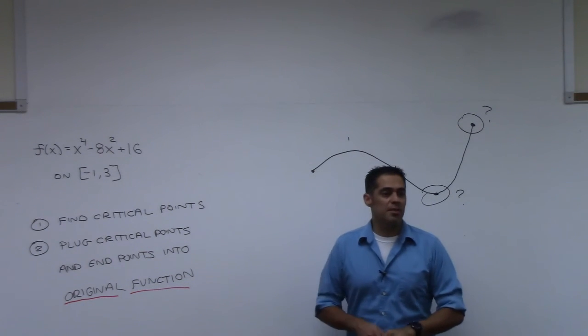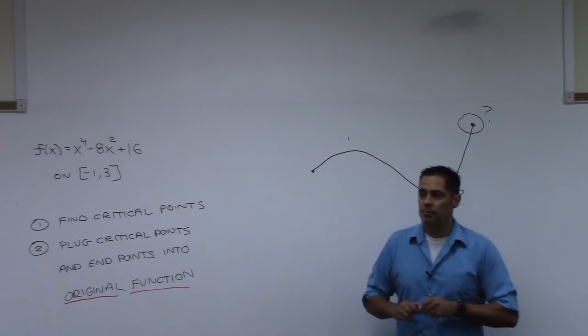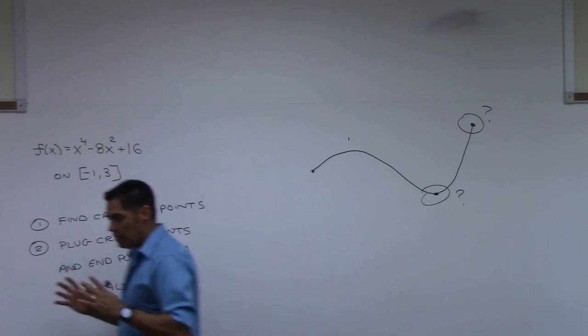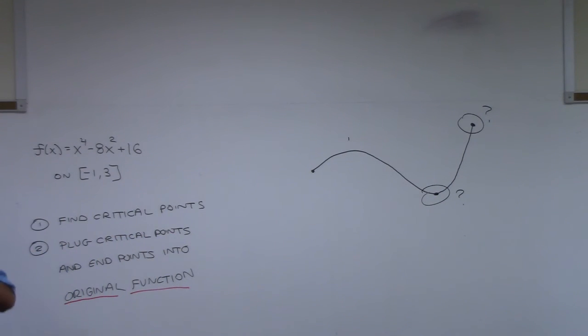That's it. There's only 2 steps to finding the absolute maximum and minimum. Let me try and put this in perspective. If you have a function and you're trying to find the local maximums and minimums, you've got to set the derivative equal to 0, make a number line, and test points. Those test points go into the derivative, right?